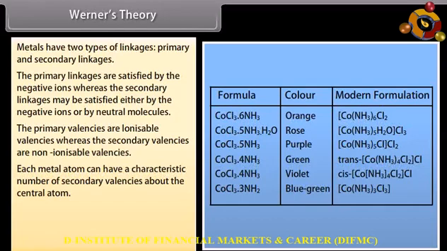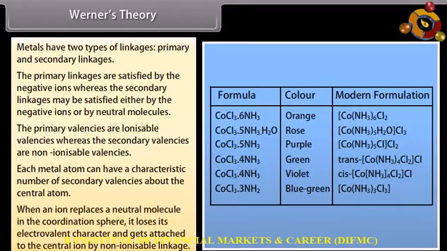Not only the neutral molecules are coordinated to the central atom, but ions may also be coordinated in same fashion. When an ion replaces a neutral molecule in the coordination sphere, it loses its electrovalent character and gets attached to the central ion by non-ionizable linkage.